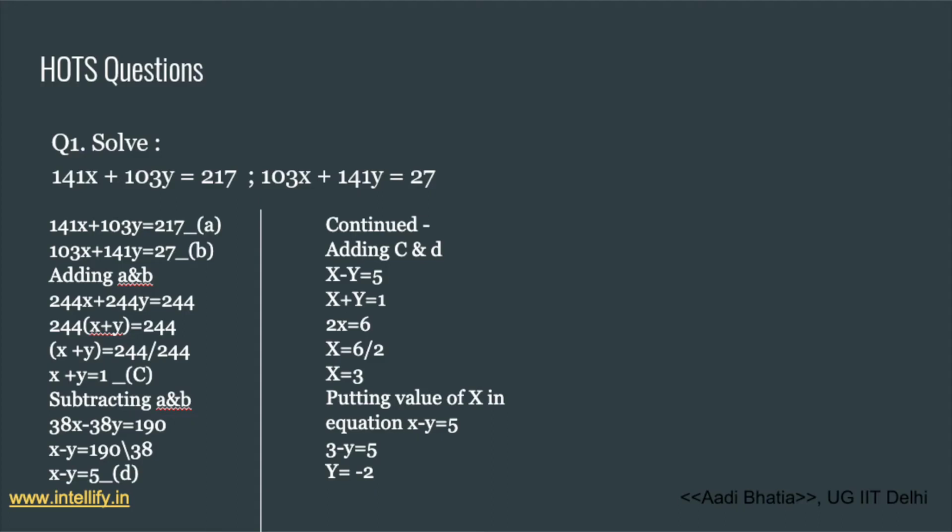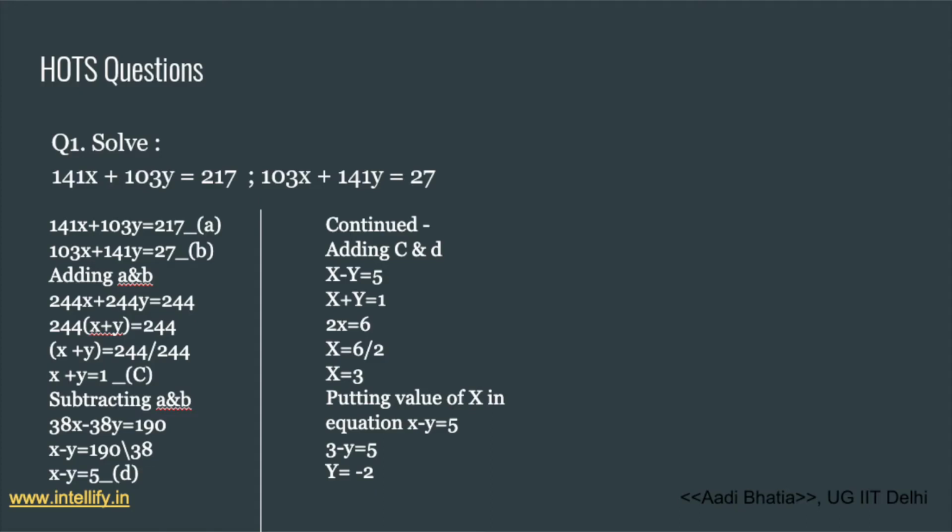If we take 244 common, it is 244 multiplied by x plus y, which is equal to 244, and we divide to get x plus y is equal to 244 upon 244, which will be x plus y is equal to 1. Subtracting a and b, you'll get 38x minus 38y, which is equal to 190, and then we'll divide 190 by 38. x minus y is equal to 5.